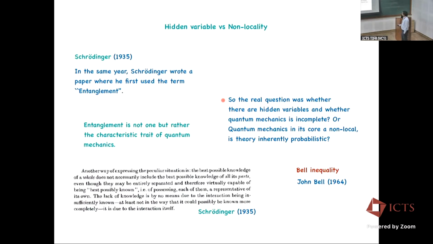So the real question was whether we have this hidden variable and whether quantum mechanics is incomplete because we don't have access to these variables, or whether quantum mechanics at its core is non-local and inherently probabilistic.